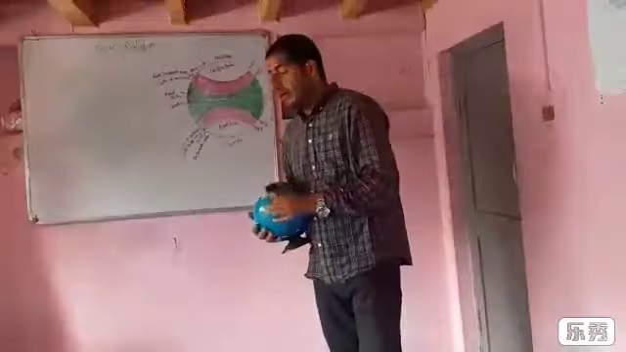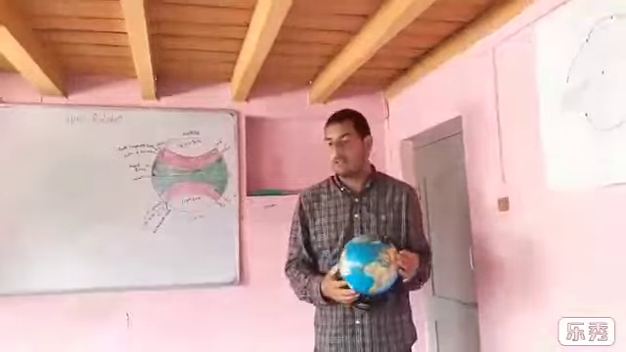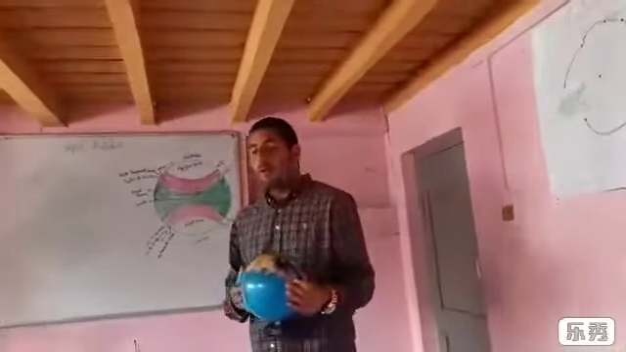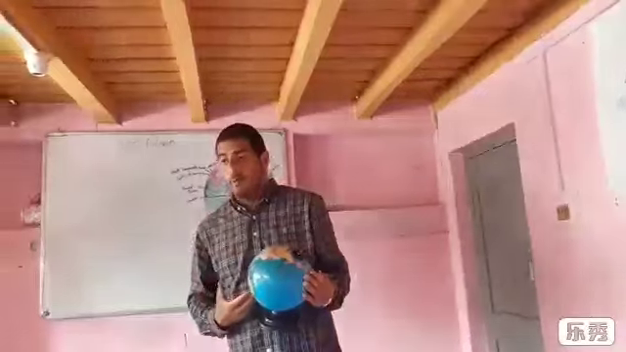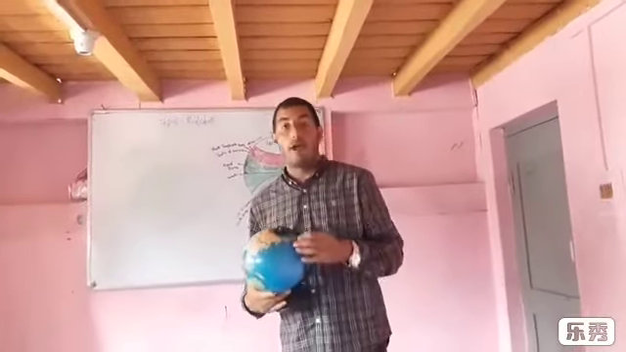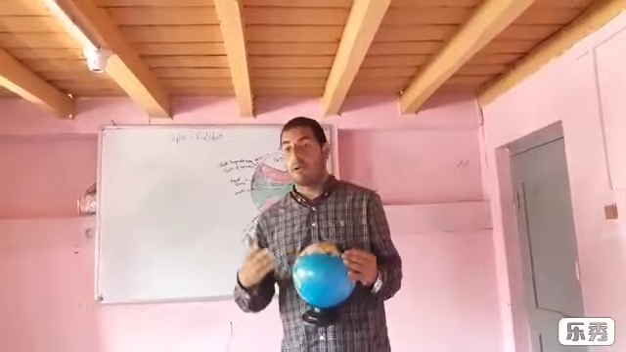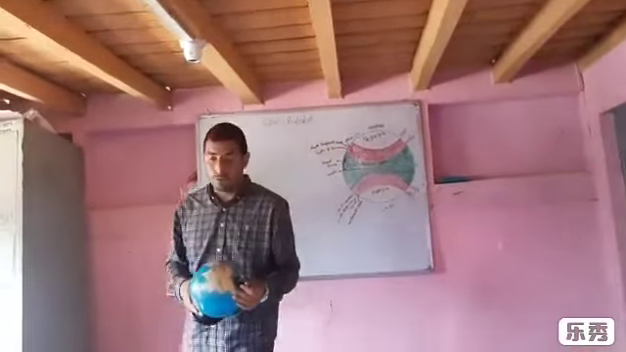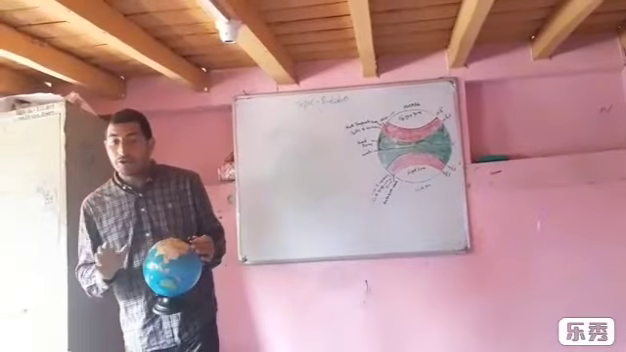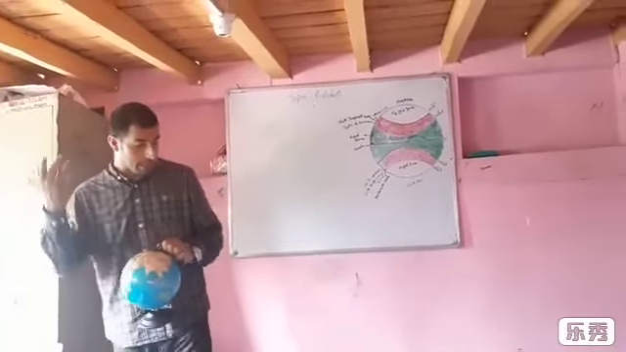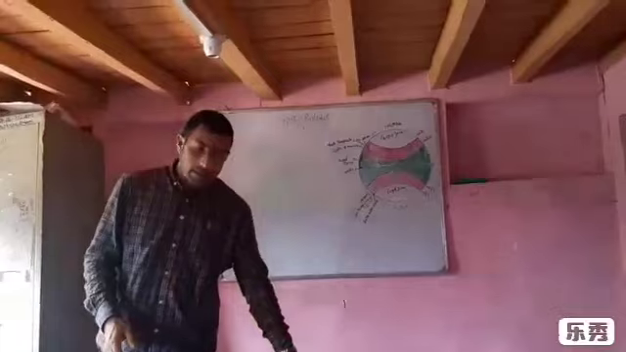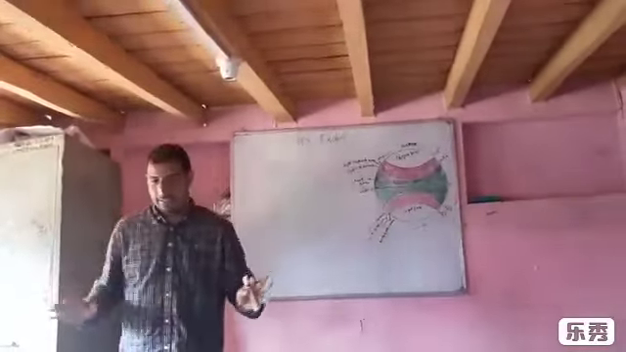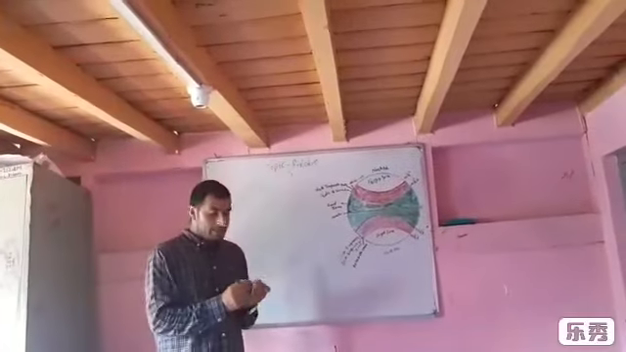Now let us see. We have different lines on the globe. We have the equator, the prime meridian, the Tropic of Cancer, the Tropic of Capricorn, latitudes, and longitudes. But you have to remember, dear students, there is another misconception: these lines are all imaginary lines.